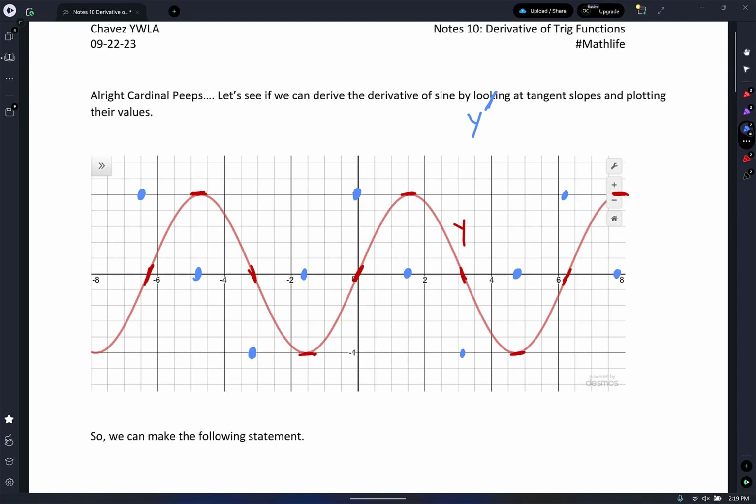Are we okay so far? Nothing crazy, right? All I did was plot points, guys. I'm either plotting a point at the y value of 1, at the y value of 0, or the y value of -1. Those are the only points you should have.